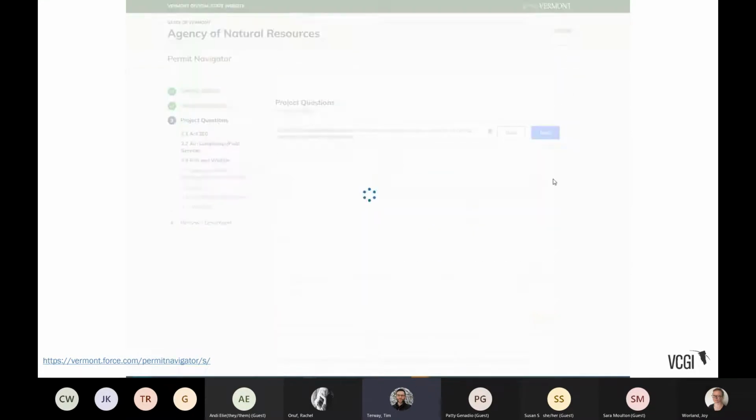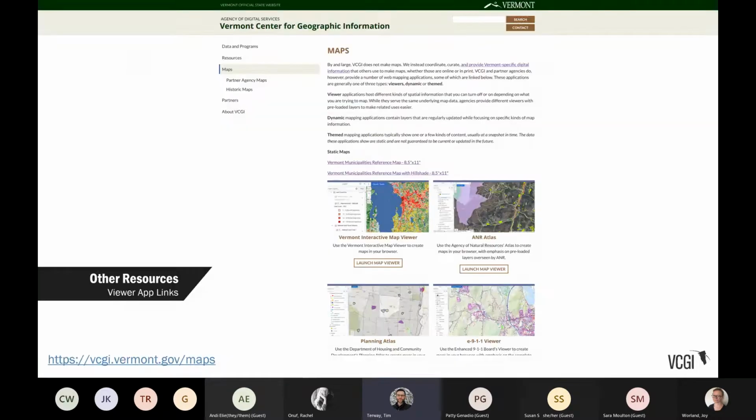So again, only available because we have GIS data available of a certain quality statewide. We link all of these kinds of resources from our VCGI organizational website, vcgi.vermont.gov. There's a particular page called vcgi.vermont.gov/maps. This is where you'll find examples of these kitchen sink viewer applications like the interactive map viewer or the atlas that I mentioned previously. So this is where you will go to find which ones are available.